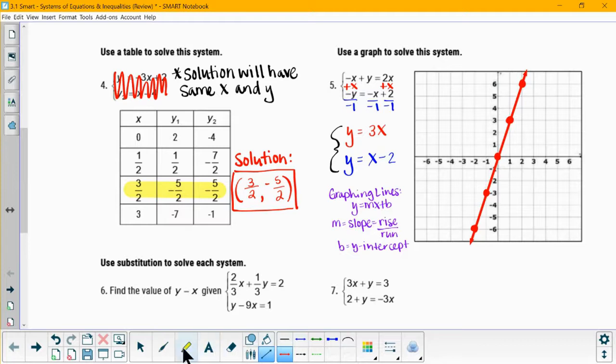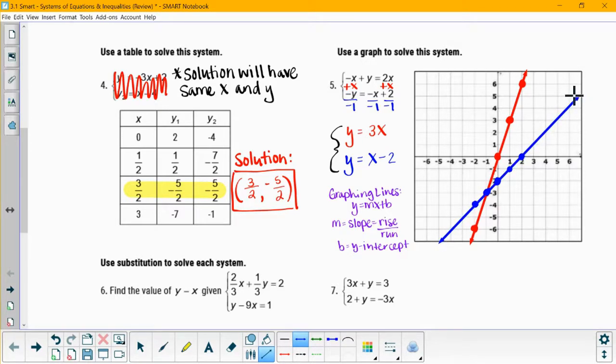For my second equation, I'm going to do the same thing. The only difference is now I have a y-intercept of -2. So my first point is going to be at -2, and then my slope is 1. So I'm going to rise 1, run 1, rise 1, run 1, and do the same thing in the opposite direction, and draw my two connecting lines.